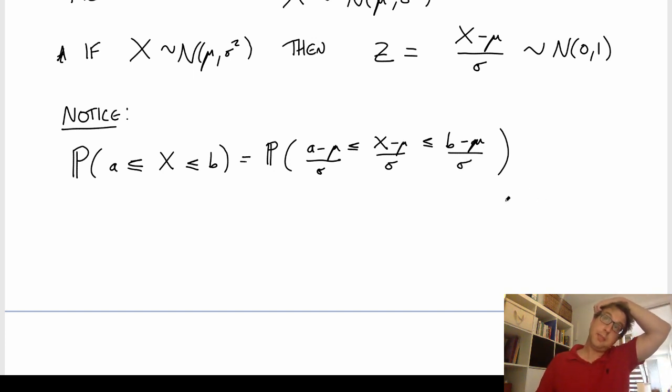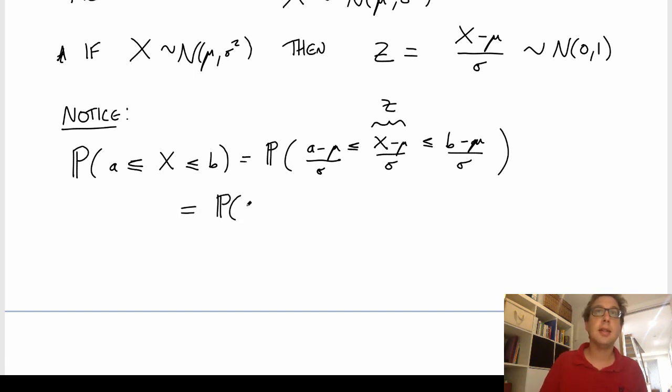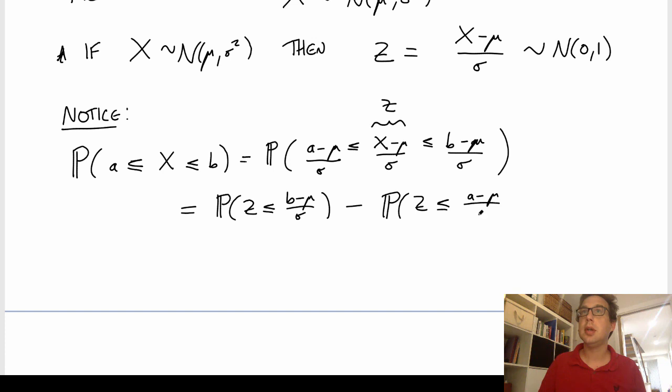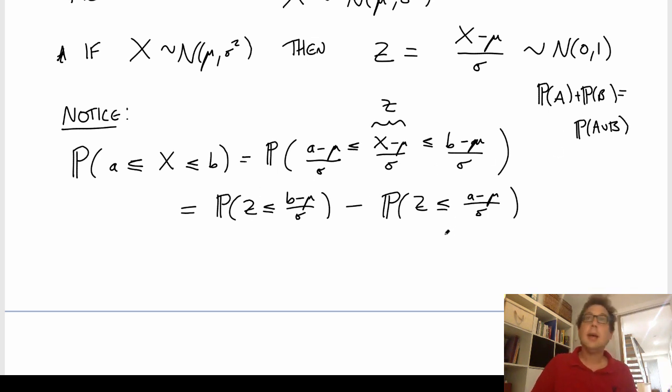So then what I have in here is a standard normal random variable, Z. I can apply my rule that this is equal to the probability that Z is less than or equal to (b minus mu) divided by sigma, minus the probability that Z is less than or equal to (a minus mu) divided by sigma. Remember that this event plus this event gives me that event, so I can use my probability rules from before. The probability of A plus the probability of B, where B is this event, equals the probability of A union B, which is just this event. And notice these are disjoint.